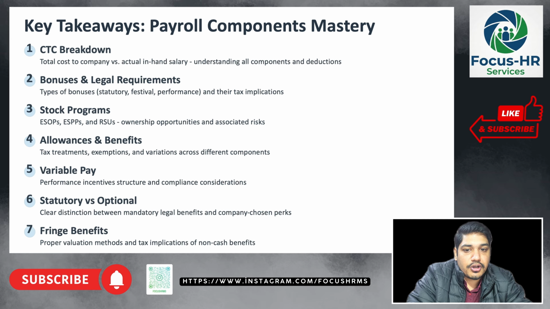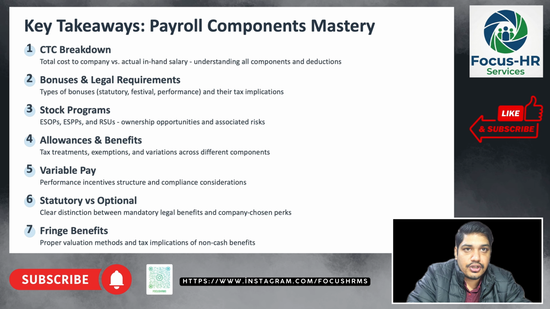Number 3, stock programs: ESOP, ESPP, and RSUs. Number 4, allowances and benefits. Learn the tax treatment and exemptions. Claim them properly with documentation to save thousands in tax. Number 5, variable pay. Understand how performance incentives are structured. Know your KPIs and how they translate to earnings.